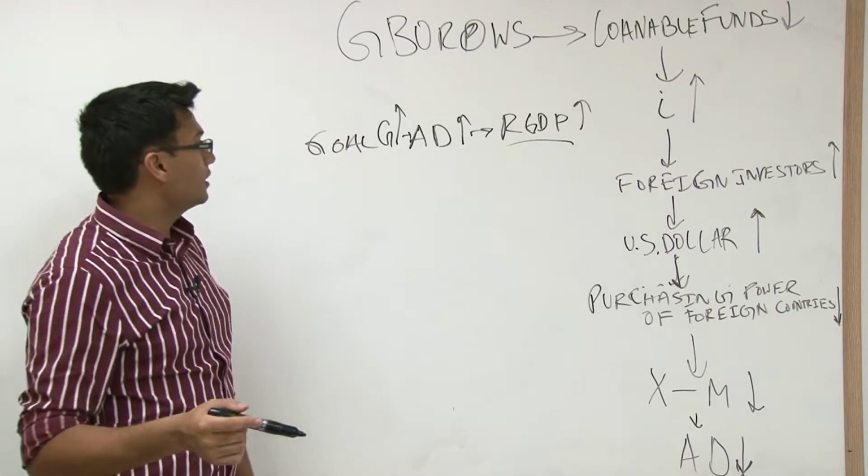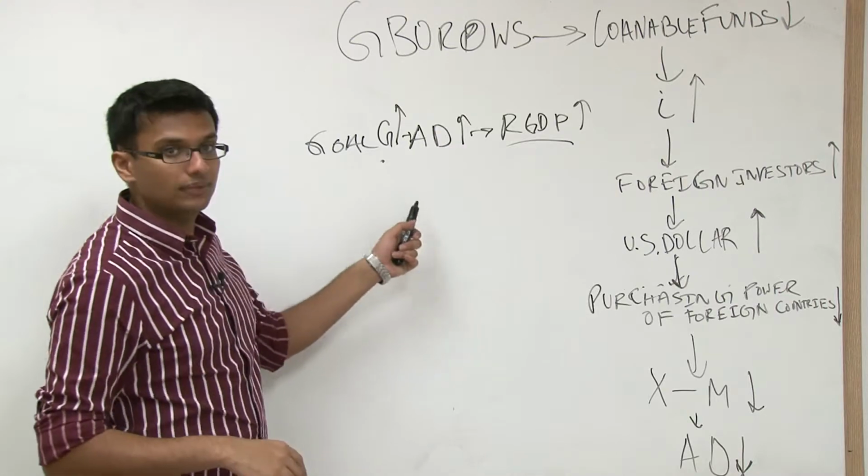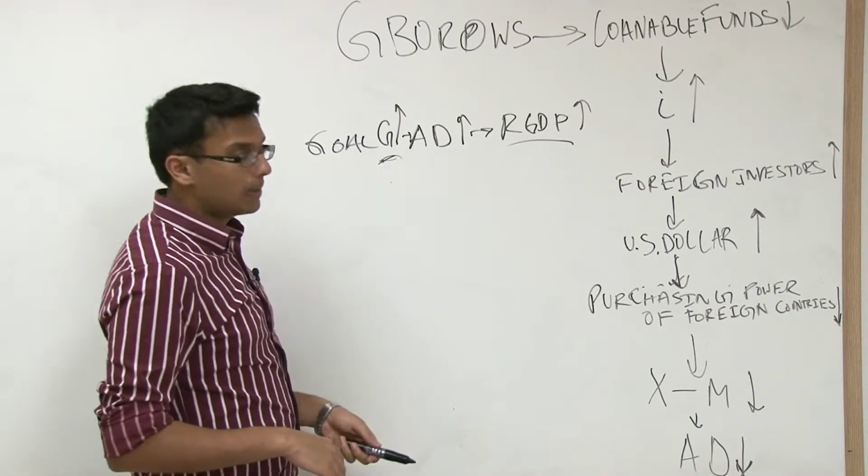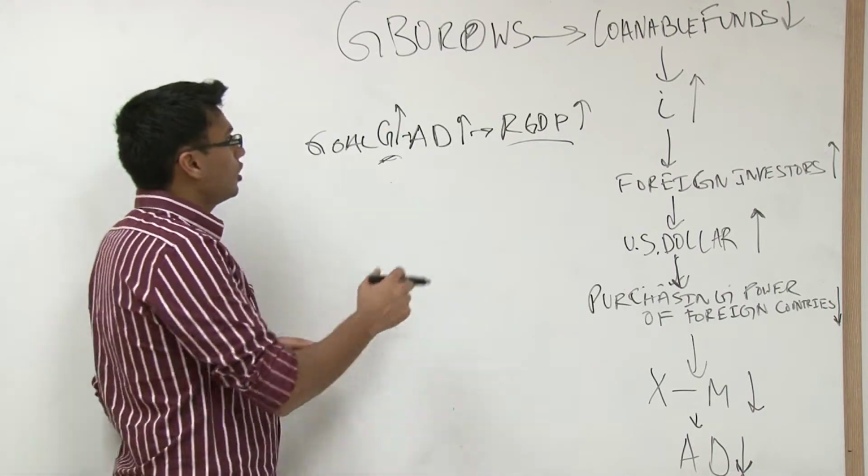Now, the other side of it is that if the government borrows money, right, because they need to, because they want to spend money, right? They want to increase G, they got to spend. How do they spend? They got to borrow, right? So the government borrows money, okay?